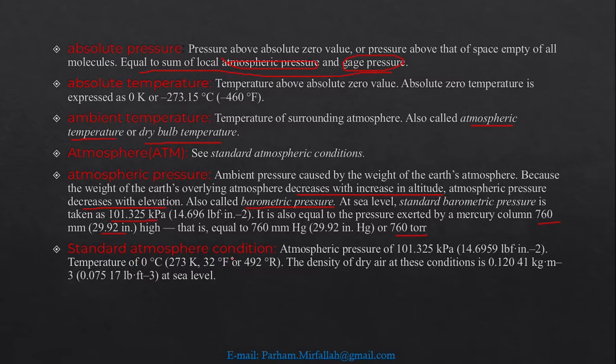A standard atmospheric condition, that is the word that we talk about in atmospheric or atmosphere or ATM, refers to this: atmospheric pressure of 101.325 kilopascal, temperature of 0 centigrade or 273 Kelvin. This is a range of centigrade to Kelvin or Fahrenheit. The density of the air at this condition is at the sea level. This is the standard condition.